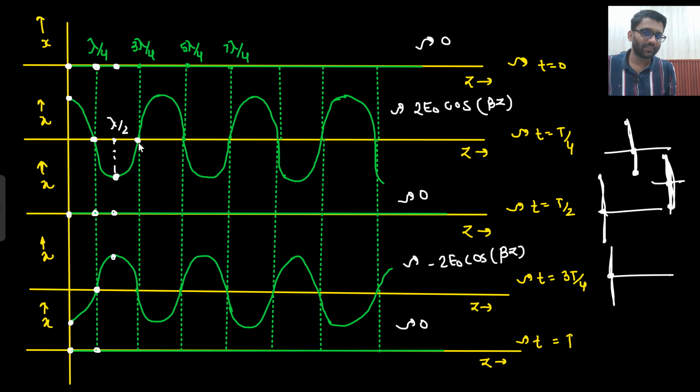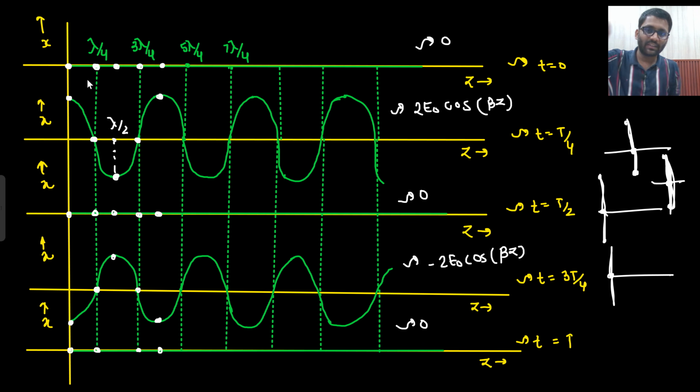Same, what about this node? 0, 0, 0, 0, always at 0. So this node is constant at 0. Is that clear to you? This node is dancing, this node is constant at 0. This node is dancing, this node is constant at 0. This node is also dancing from 0 to up, then 0, then down, then again 0. So let me show you how it will look with respect to time. This is the picture at t equals 0, this is the picture at t equals T/4, this is at T/2, this is at 3T/4, and this is at t equals T.